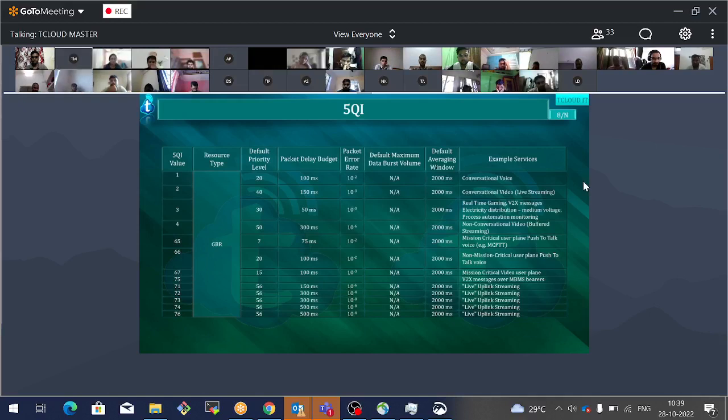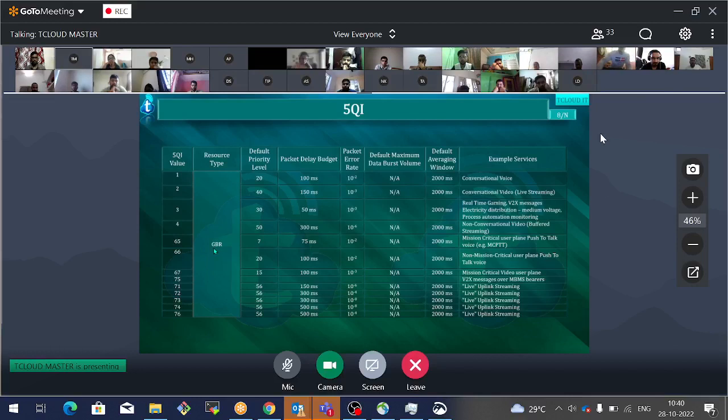Now, the simple point is you take a look at the right hand side, the top, complete right hand side. Example services are listed here. For example, if your application is going to generate voice traffic, the application could be anything. It could be WhatsApp, it could be Facebook, it could be something else. It doesn't matter. But if it is a voice service, it will be classified as conversational voice. And any quality of service flow that is getting created for it should be a GBR quality of service flow, and it should have the 5QI value associated as 1.